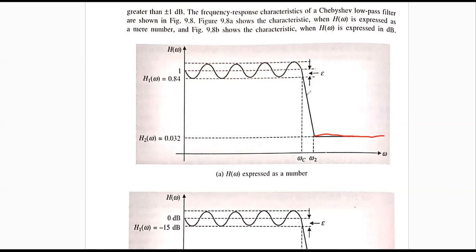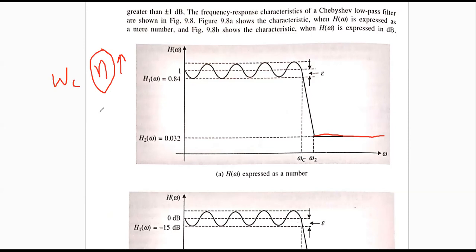We'll talk about the advantage of the Chebyshev filter over the Butterworth filter. The main advantage of the Chebyshev filter over the Butterworth filter is that for a particular value of cutoff frequency, as you know, if I want to change the cutoff frequency and the sharpness of the filter, we need to change the order of the filter. For a better quality filter, we need to increase the order of the filter.